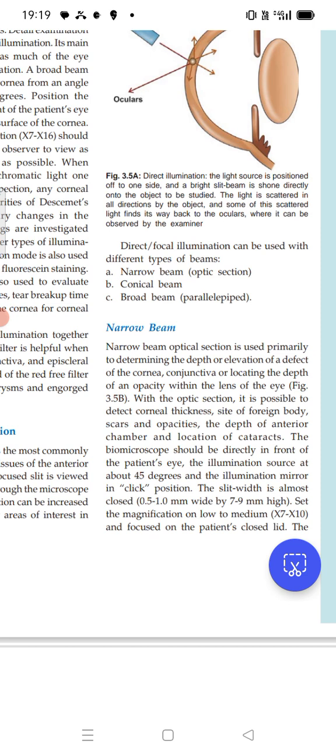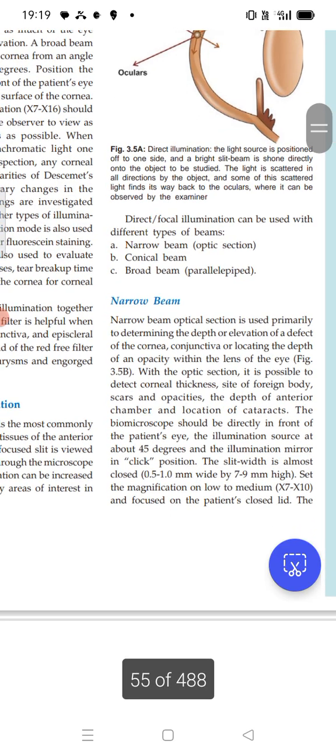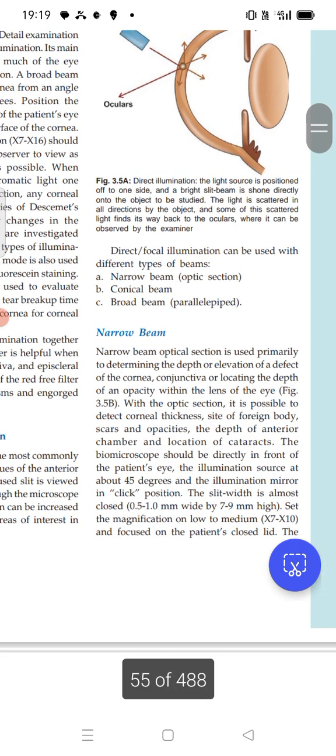So in case of optic section, the biomicroscope should be directly in front of the patient's eye. The illumination source is about 45 degrees and the illumination mirror in click position. The slit width is almost closed. That is a very narrow slit width, the narrowest slit width will be kept, around 0.5 to 1 millimeter, and the height will be the highest.